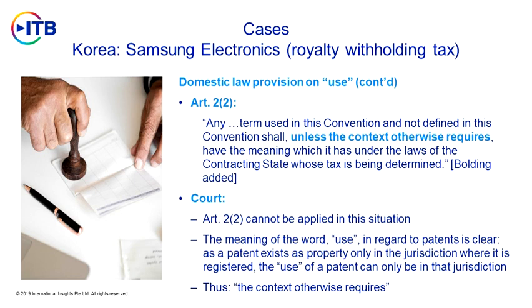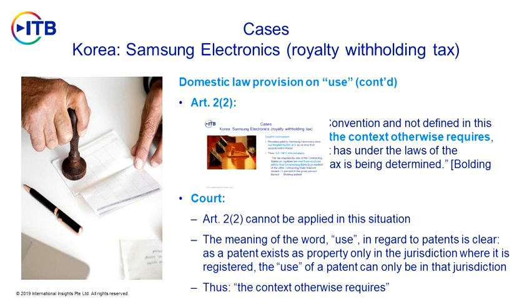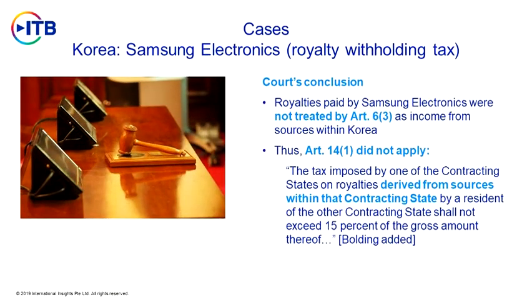It said that the meaning of the word use in regard to patents is clear from the text of Article 6.3. As a patent exists as property only in the jurisdiction where it is registered, the use of a patent can only be in that jurisdiction. So, in terms of Article 2.2, the context otherwise requires. And so the court concluded that the royalties paid by Samsung Electronics were not treated by Article 6.3 as income from sources within Korea. That meant that Article 14.1 did not apply to the royalties.